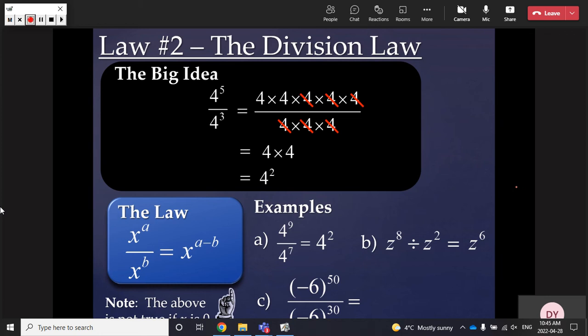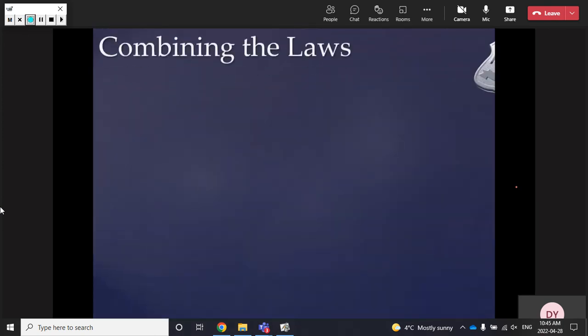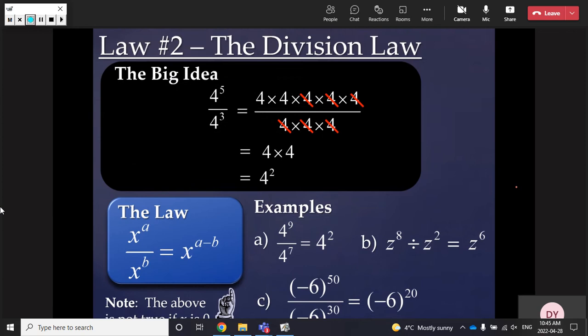Riley, what do you got? That's right, negative 6 to the power of 20. Great. Okay. Sorry, did everyone get that? Negative 6 to the power of 20?